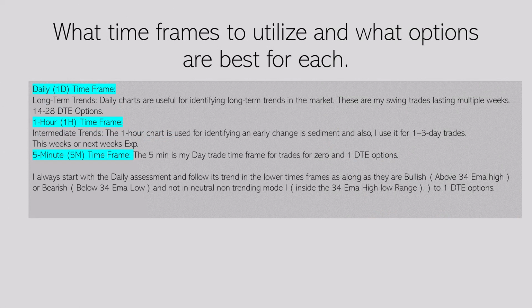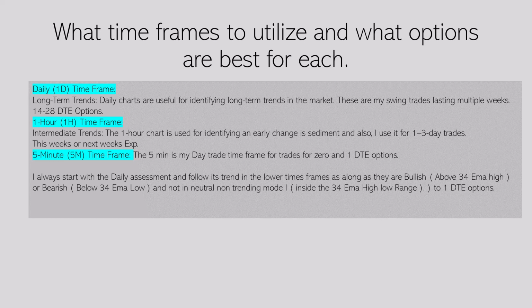All right, the time frames that I utilize and what options I use for each. My first focus is always on the longer term charts. For most of my trading, I lean on the daily time frame. These are longer term trends, and I base my swing trades off these. I'll use anything from 14 to 28 days to expiration options, and sometimes I'll go out a little bit longer.